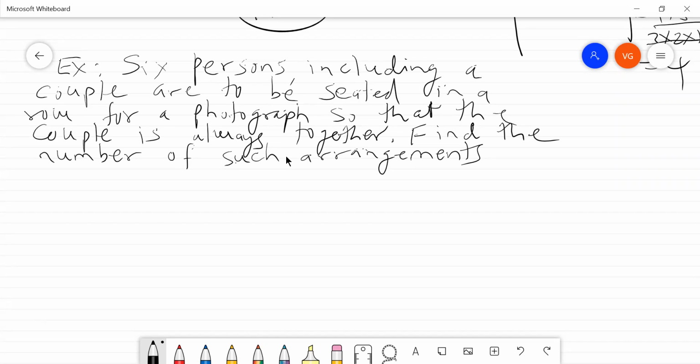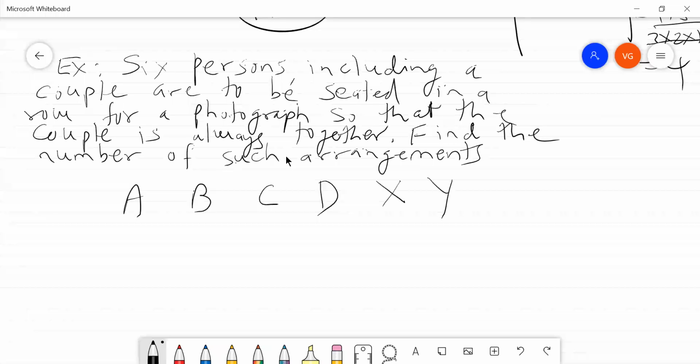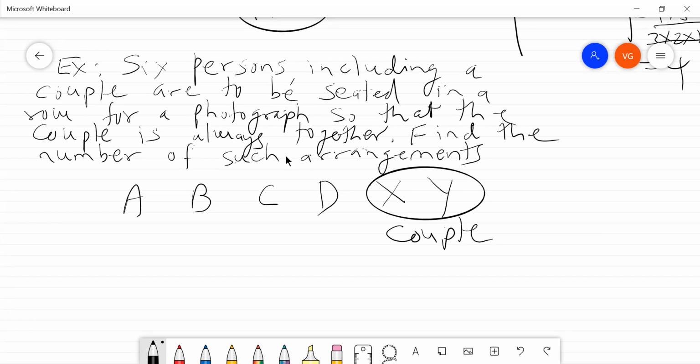How will you solve such type of problems? Look at here. First of all, try to understand the meaning. Suppose these are the 6 people: A, B, C, D, and XY. This XY is a couple. See, I'm telling you, in these permutation combination problems, you have to think in the right direction. Logically, you have to think. It is all about logical thinking. It's not big calculations and formulae.